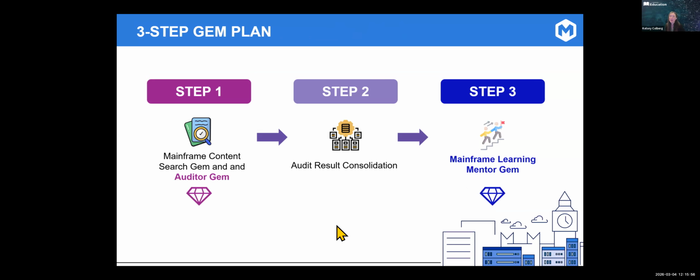So with that, I'm going to pass it on to Nancy to go through a little bit about the process that we went through to actually develop this mainframe learning mentor gem. Thank you, Kelsey, for the introduction.